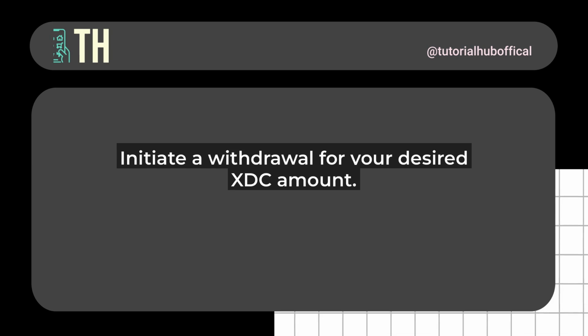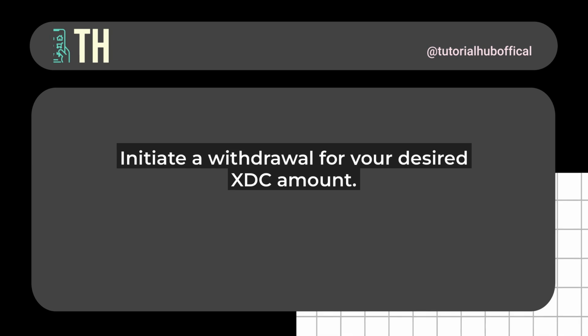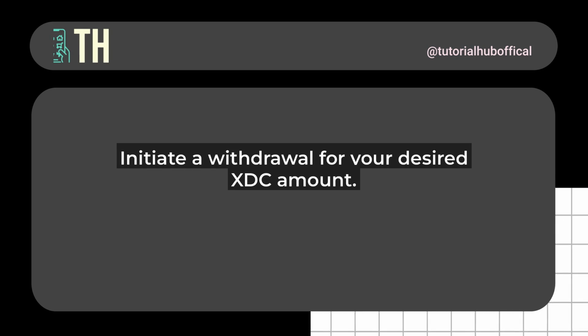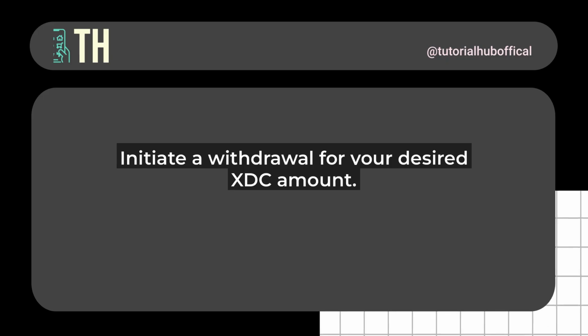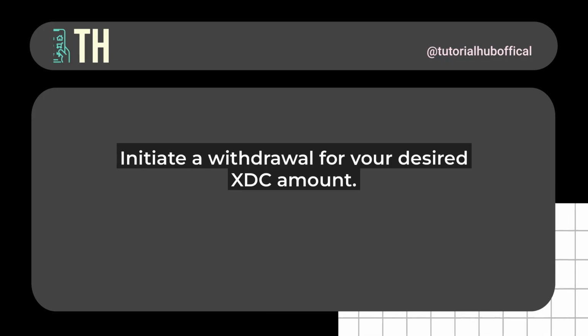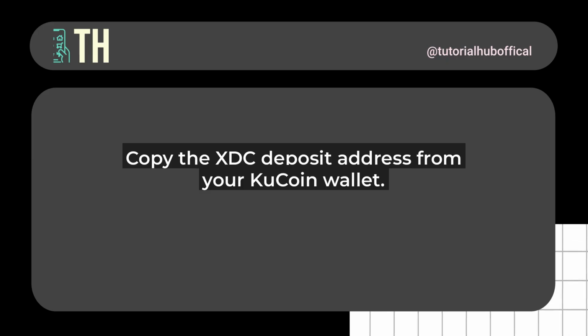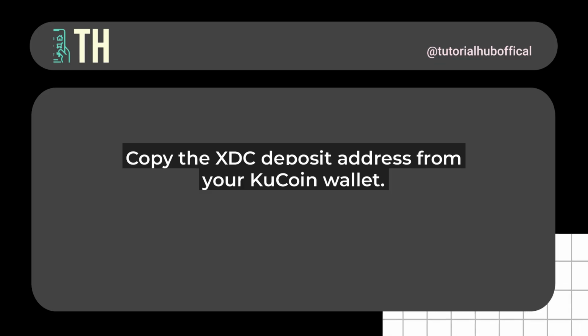Step 3. Get your Kucoin wallet address. Open your Kucoin account, go to the Assets or Wallet page, and copy the XDC deposit address. It's crucial to use the correct network. For XDC, it's usually the XDC network, so verify that.